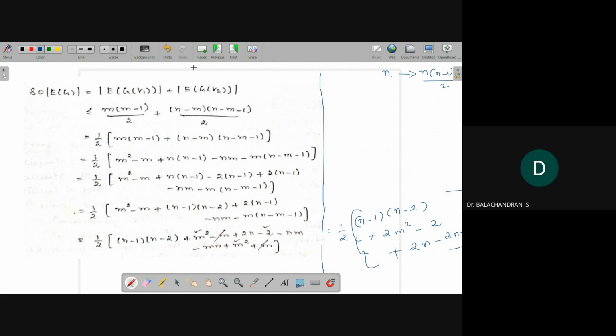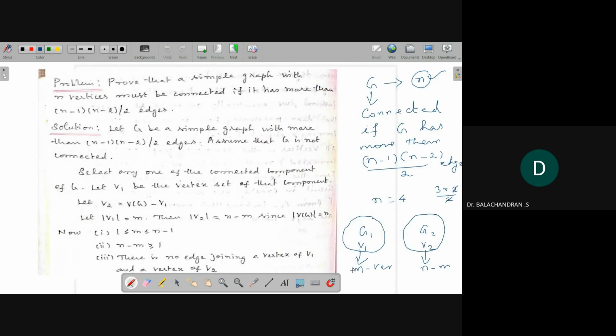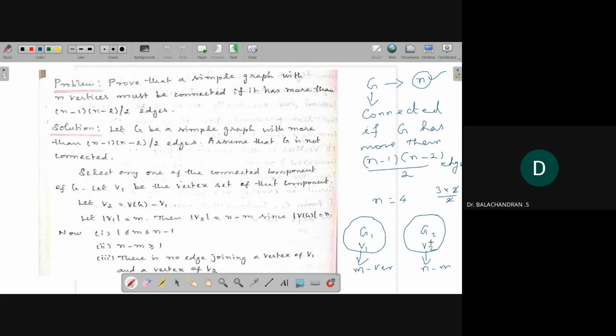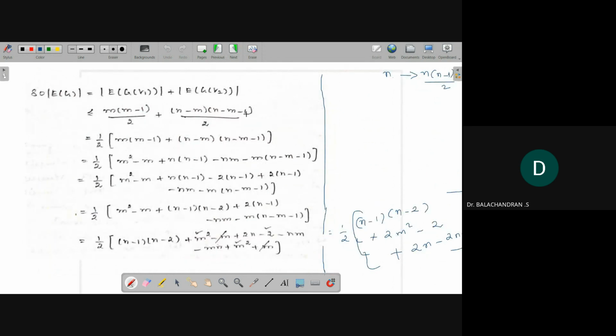Here the first component has m vertices, so the maximum number of edges in the first component is m into m minus 1 by 2. Similarly, the second component G2 has n minus m vertices, so the maximum number of edges in the second component is n minus m into n minus m minus 1 by 2.